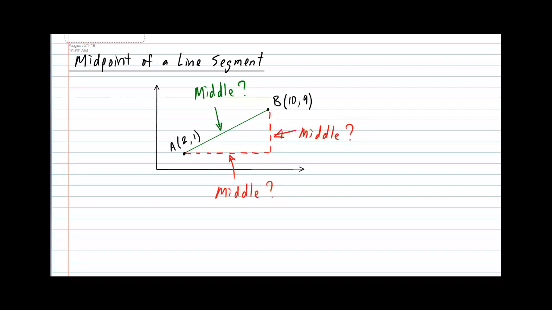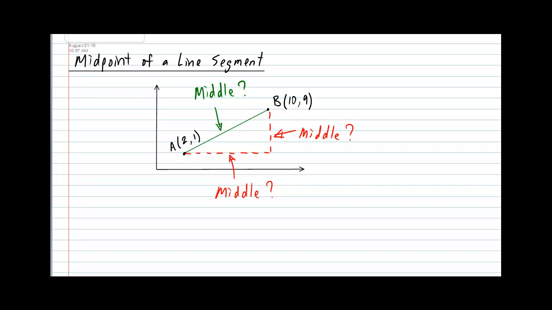In essence, we need to do two separate calculations to determine the middle of this horizontal red dotted line and the middle of the vertical dotted line. And when you combine the results of those two calculations, it will reveal the middle of line segment AB.